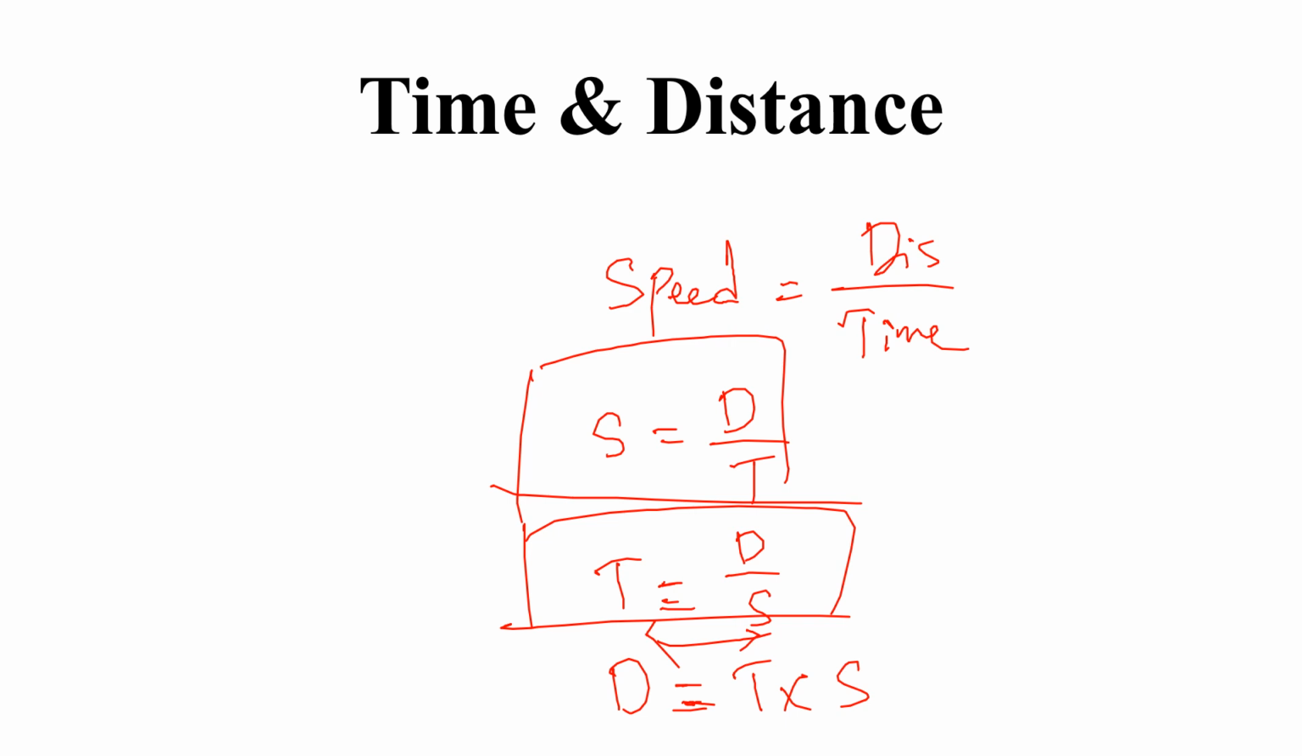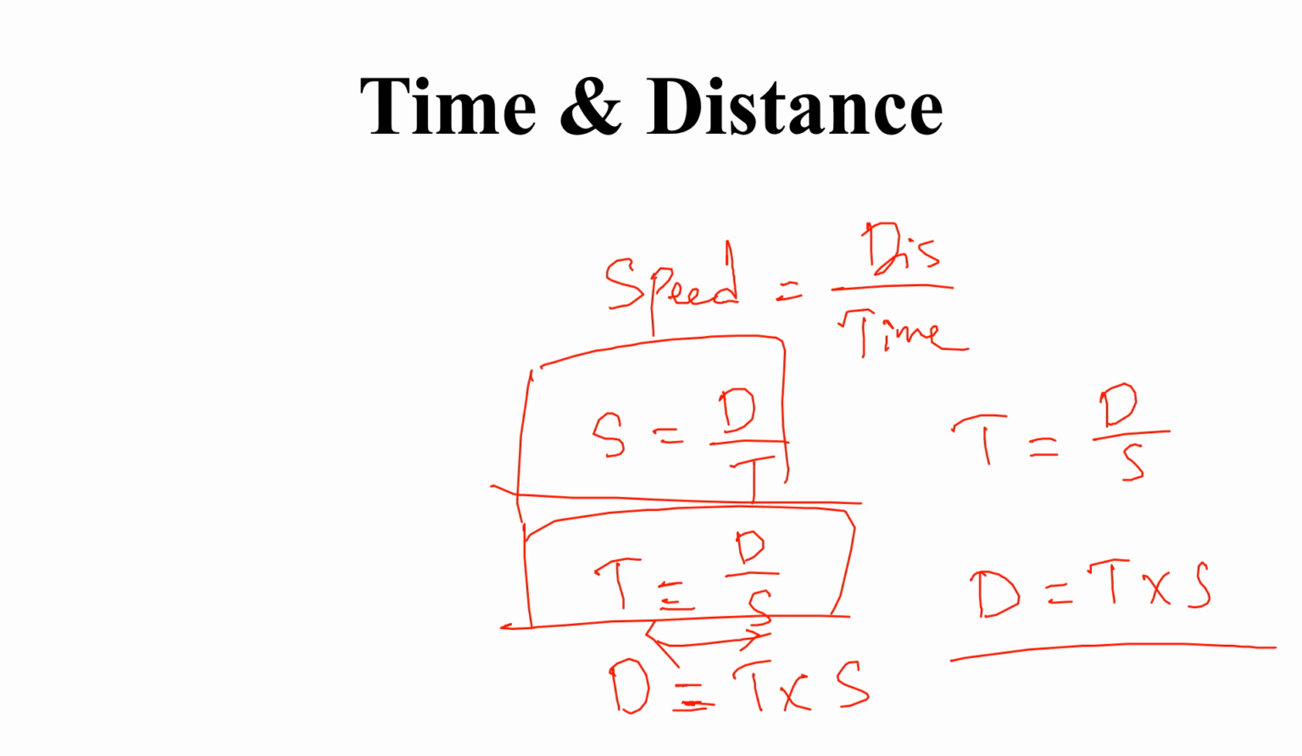If they ask you to find the time, then the formula should be distance by speed. If they ask you to find the distance, then the formula should be time into speed. Just remember this small formula so that you can solve all types of questions they ask, whether you have to find the time, the distance, or the speed as well.